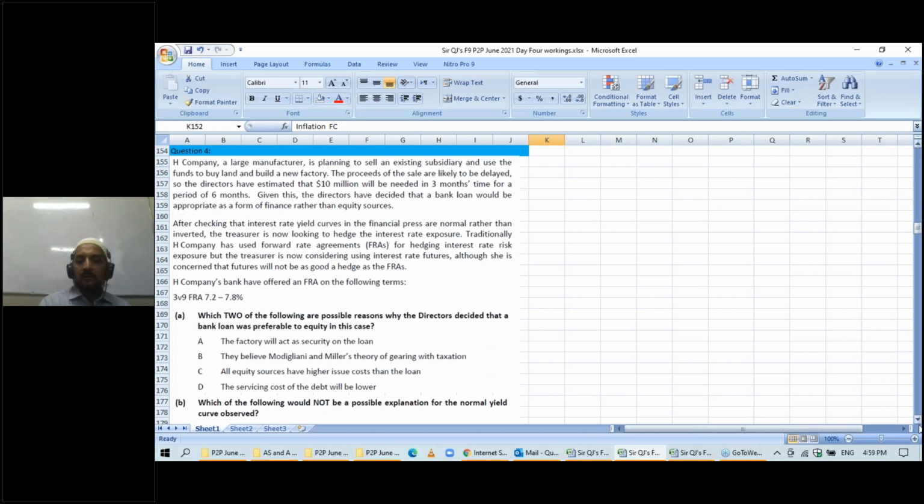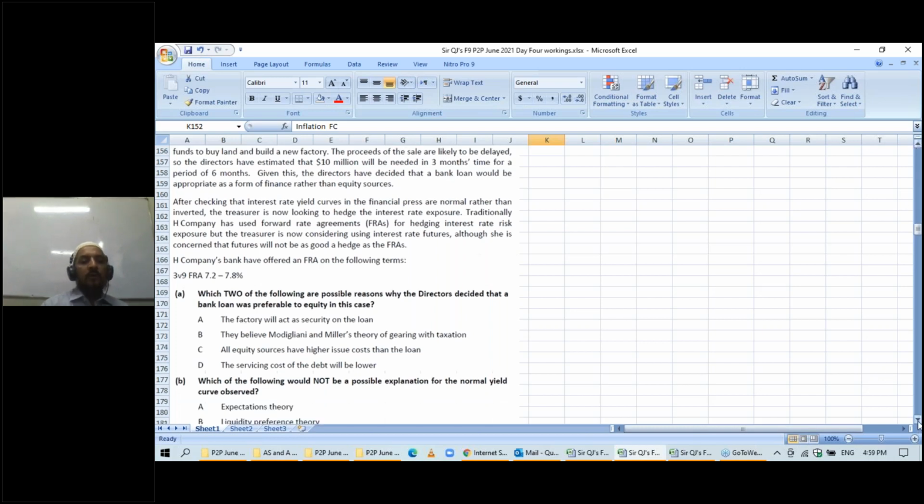So requirement A, which two of the following are possible reasons? So you have to select the best two items. So what two will be the best? The best reasons are B. Why B? What do Modigliani and Miller say? They tell about the tax shield.